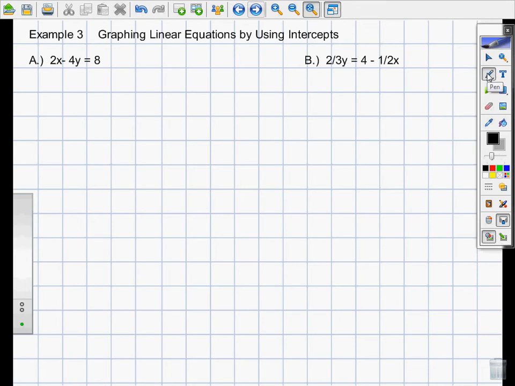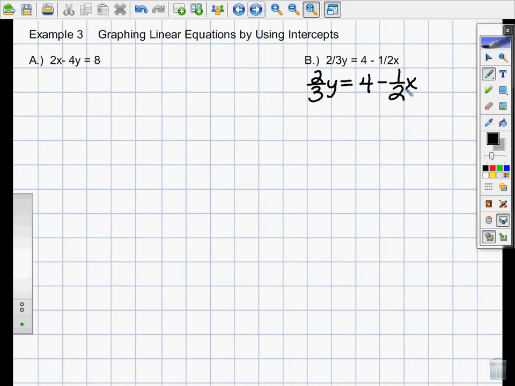Okay, let's take a look. Our equation says 2/3 y equals 4 minus 1/2 x. We have a couple of problems here. One issue is we have fractions, and you guys know how I feel about fractions. If I don't have to work with fractions, I won't. So we're going to deal with the fraction issue. The other issue is this equation is not in standard form.